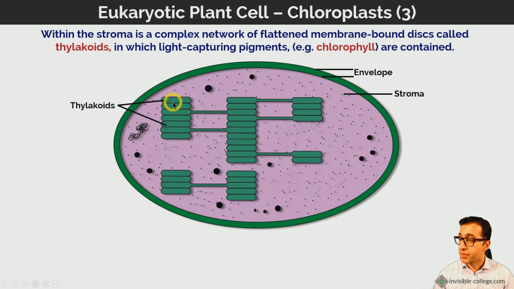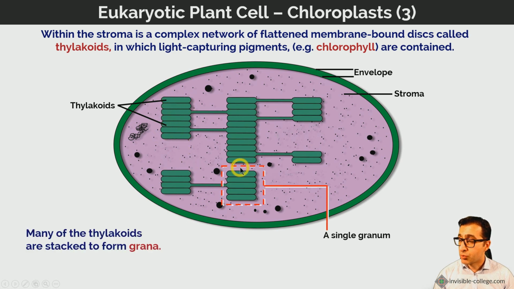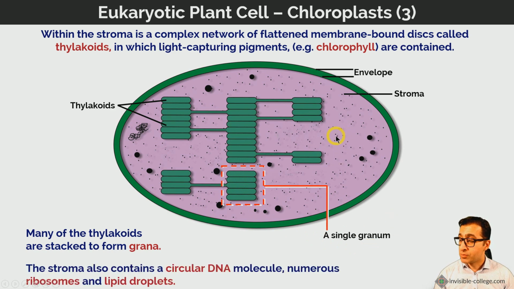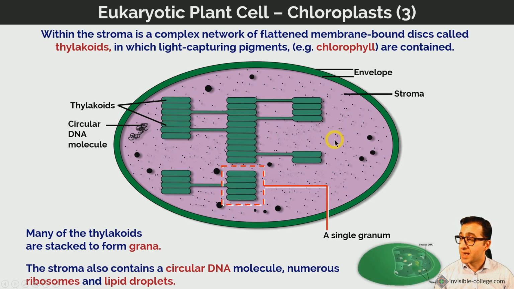So these are the individual thylakoids here, and they're stacked together into these stack structures called grana. So grana is the plural. A single stack of the thylakoids is referred to as a granum, singular. Now the stroma, as I said, also contains these ribosomes which resemble the smaller 70S ribosomes that you find in prokaryotes, as well as the circular loops of DNA that you find in chloroplasts as well.